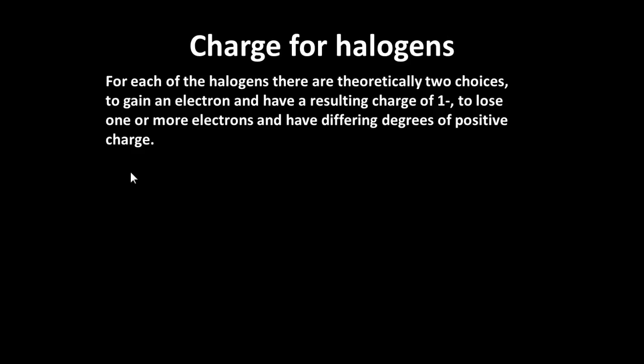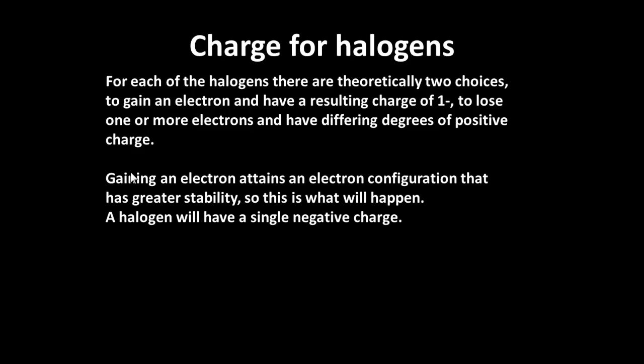Okay, so what sort of charge are the halogens going to have? Theoretically you've got 2 choices. They can either gain electrons or they can lose electrons. If they gain electrons, they're all going to have the same resulting charge, which will be 1 minus. Now gaining an electron gives an electron configuration that has higher stability, so that's what's going to happen. So halogens are going to have a single negative charge, so we can generally write them as X minus.